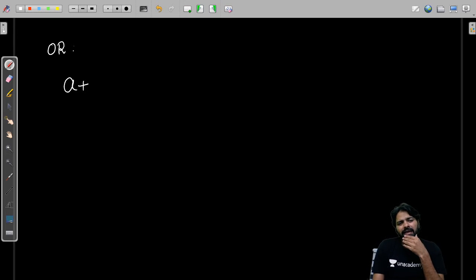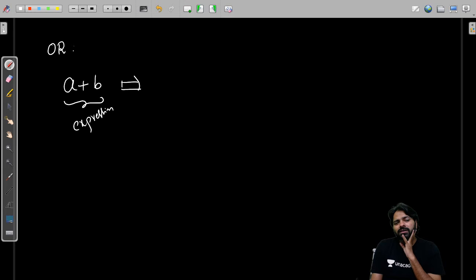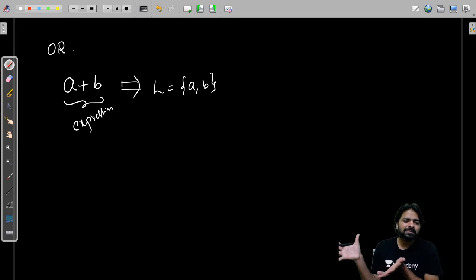Suppose anybody writes A plus B. What is the meaning of the language? This is the expression. But what is the equivalent set notation? Here the language is equal to {A, B}. If anybody asks what is the language generated by A plus B? It is {A, B}.